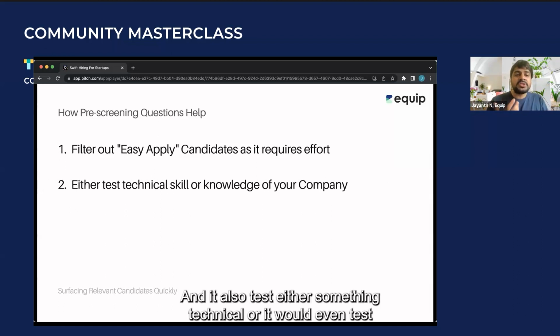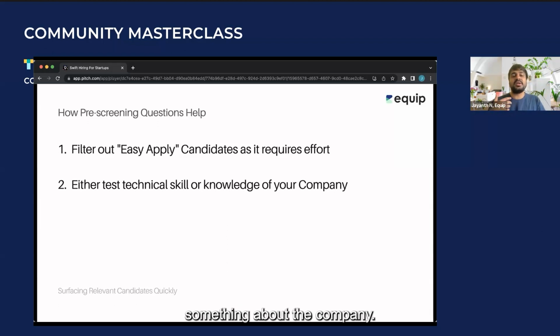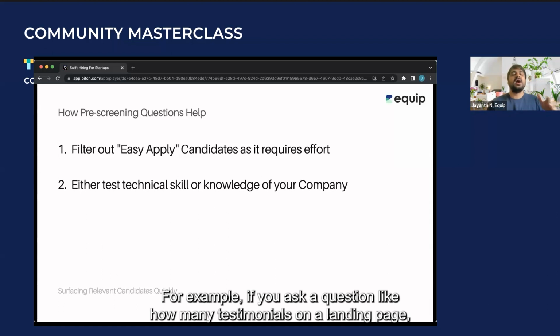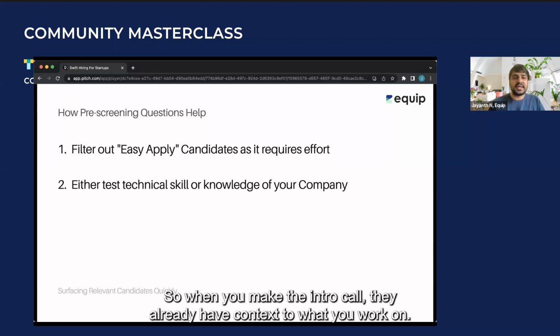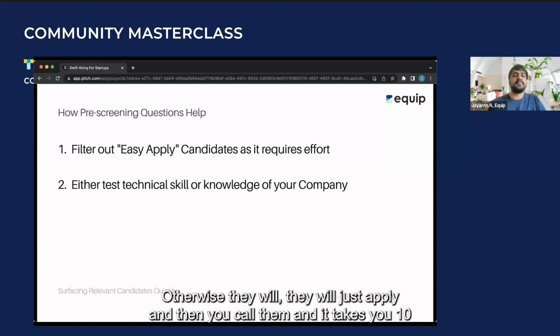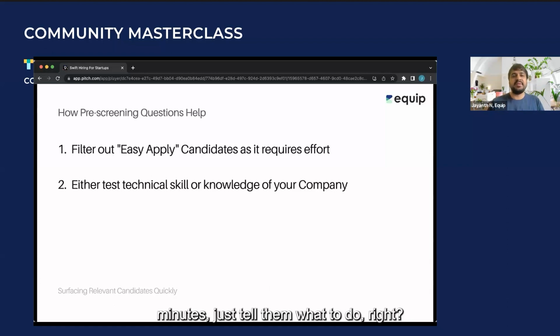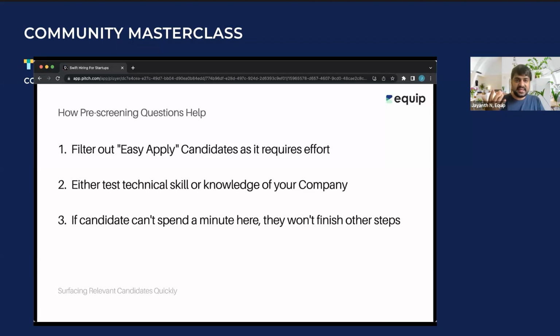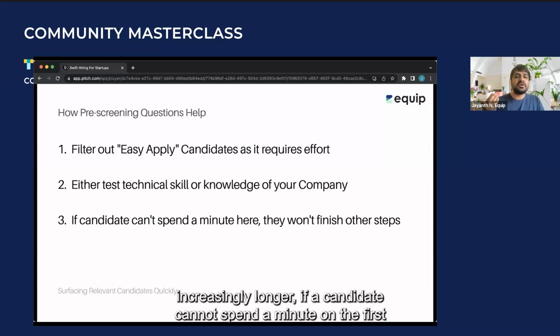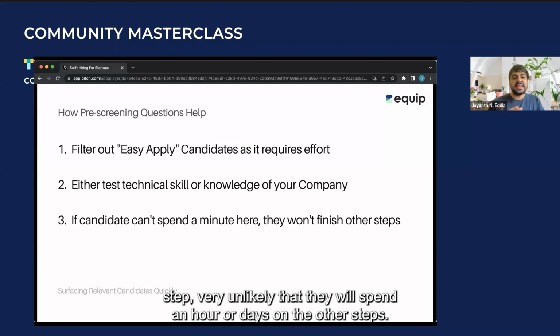It also tests either something technical, or it could even test something about the company. For example, if you ask how many testimonials are on a landing page, it will force them to go to the website and look at it. So when you make the intro call, they already have context on what you work on. Otherwise, they will just apply, and then you call them and it takes you 10 minutes just to tell them what to do. So this helps. And the other point is, if you have a process that gets increasingly longer, and a candidate cannot spend a minute on the first step, it's very unlikely that they will spend an hour or days on the other steps.